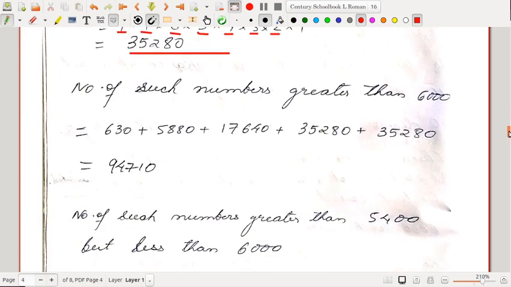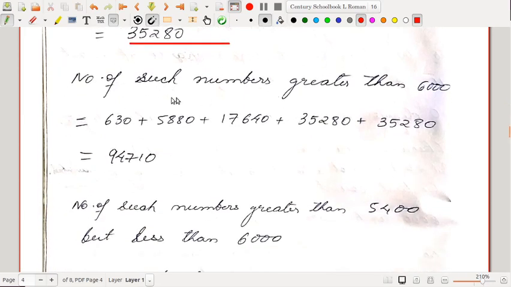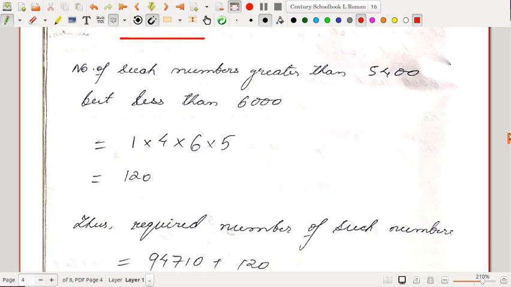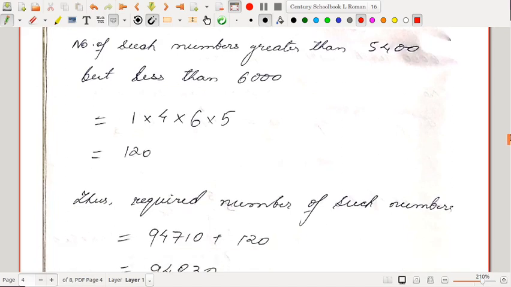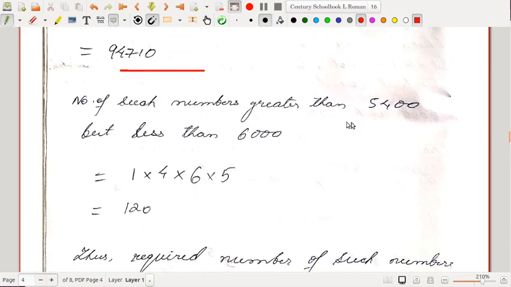So the number of such numbers greater than 6,000 is this 94710, right? But what about the number of such numbers greater than 5,400 but less than 6,000? How many such numbers are there? That's what we have to consider.